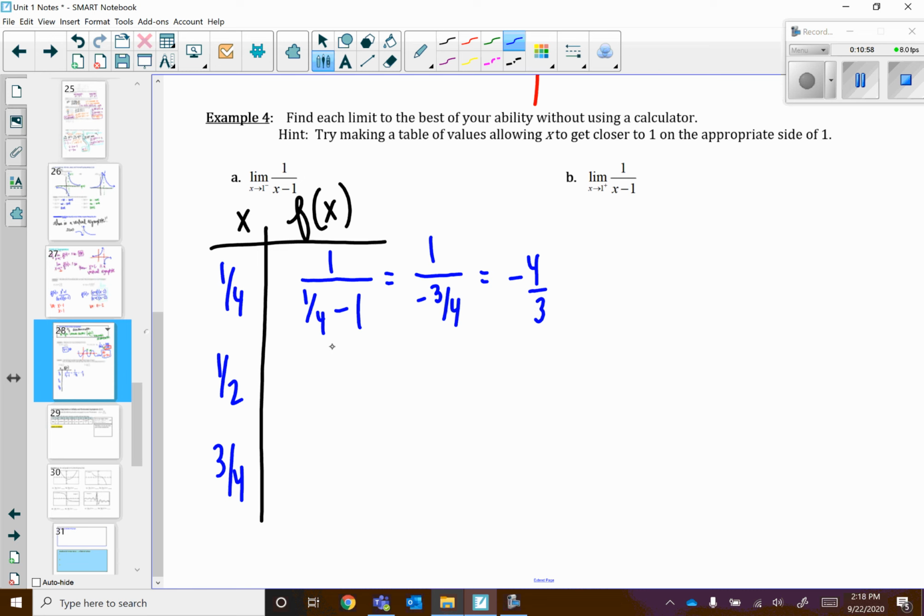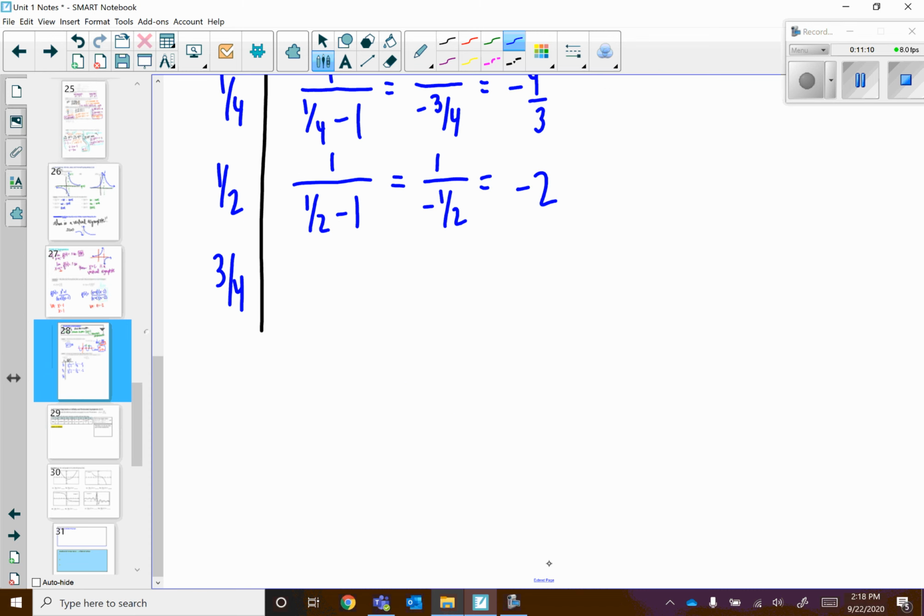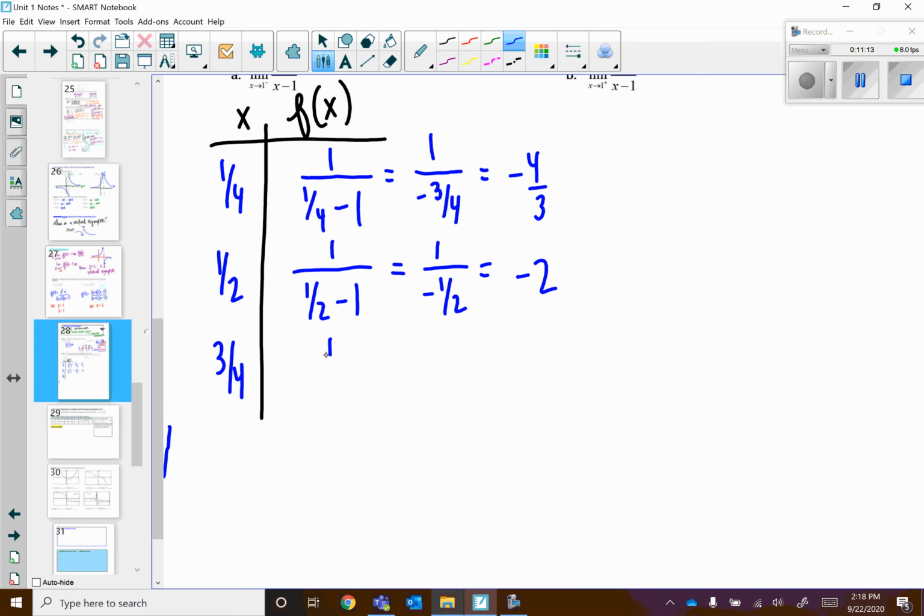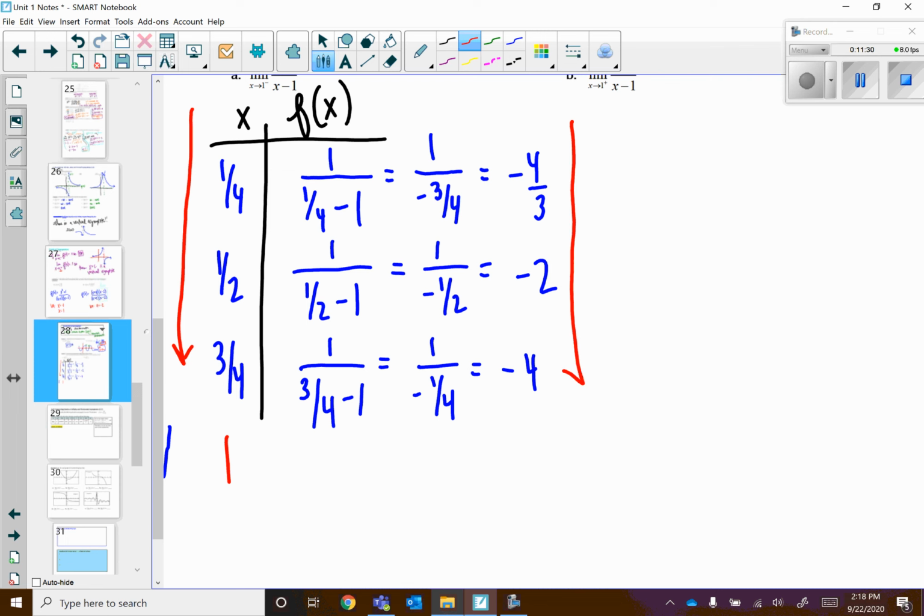For this next one, I'm plugging in 1/2, so 1 over 1/2 minus 1 is 1 over negative 1/2, negative 2. And then we've got, sorry, my screen's not big enough, 3/4. So 1 over 3/4 minus 1 is 1 over negative 1/4, which is negative 4. And now let's look at what's happening. As my x's are getting closer to 1, what is happening to these y values? They are progressively getting more negative, right? Getting more negative.